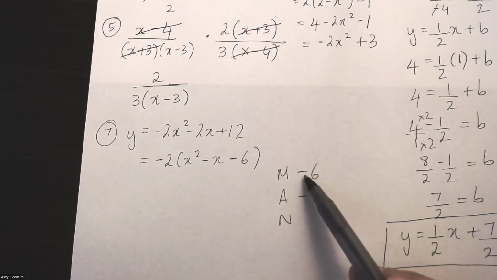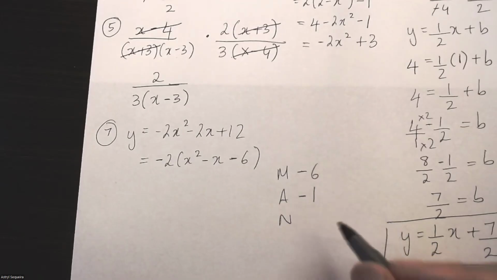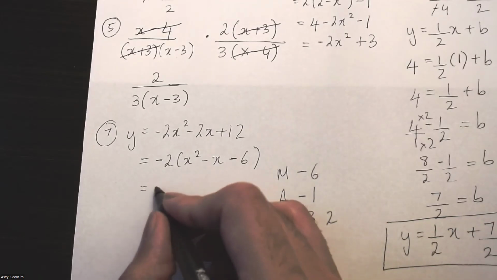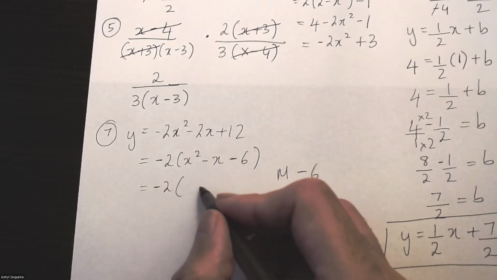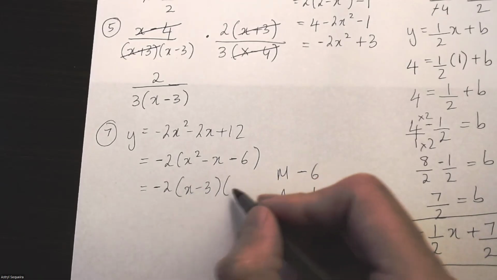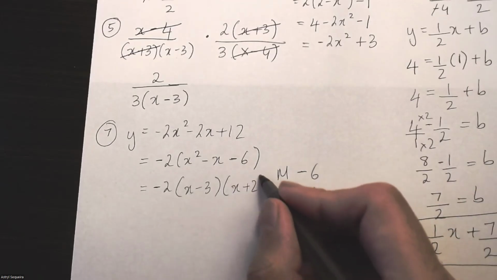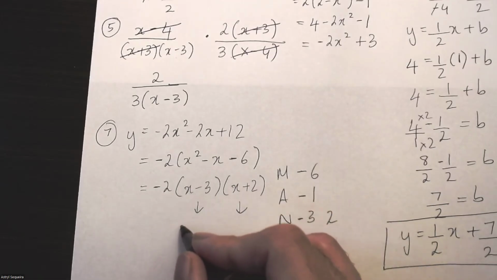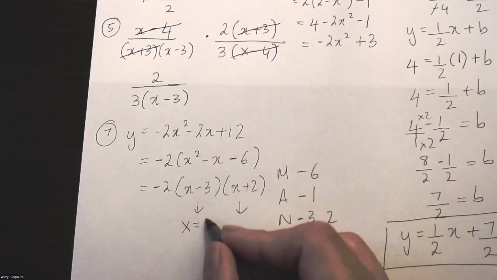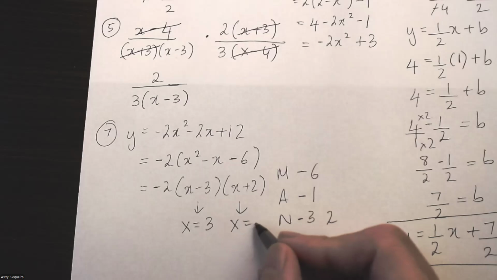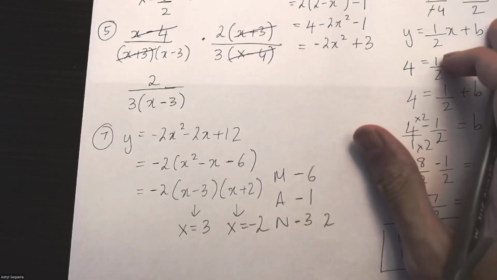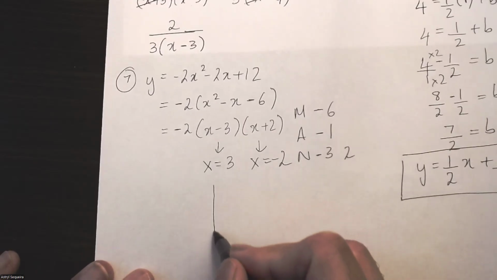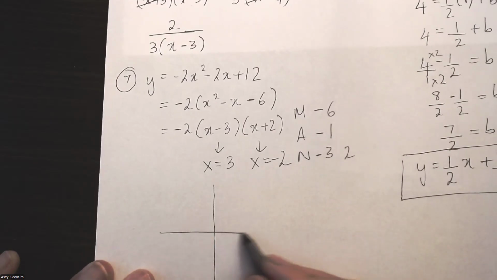You need to find two numbers that multiply to -6 and add to -1. So it's just -3 and +2. So this is just -2 times (x minus 3)(x plus 2). So now that it's in factored form, I can just do the solutions, which give me my x-intercepts. So my x-intercepts are +3 and -2. So now I can make a sketch of this graph over here based on that information.